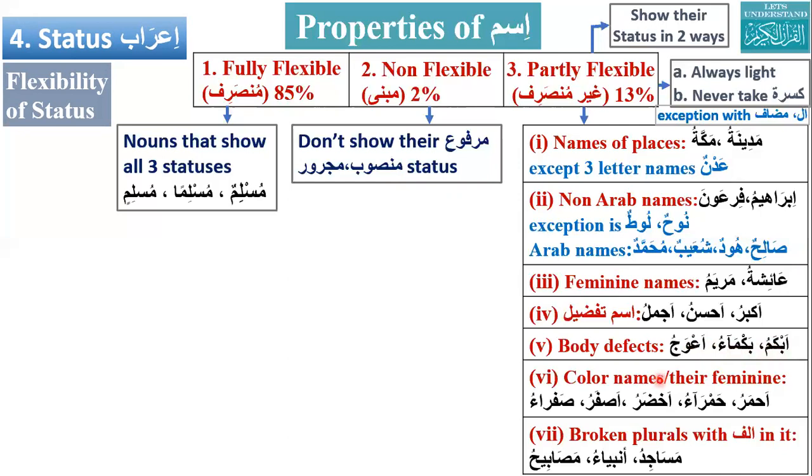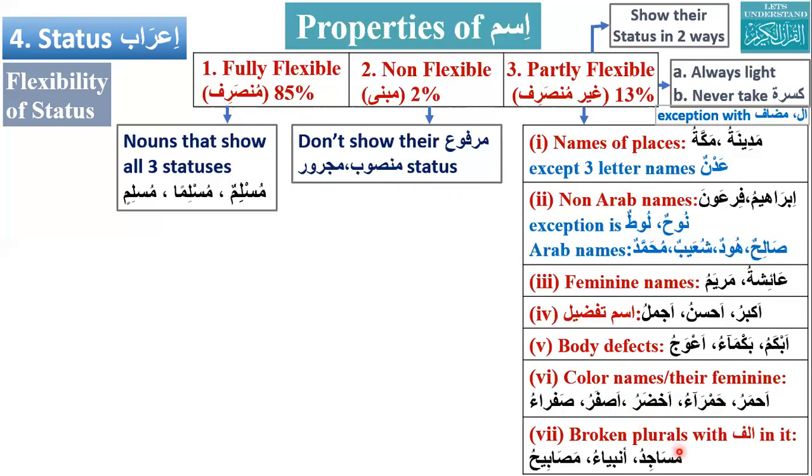Similarly, names of the colors and their feminines are also partly flexible, like ahmaru. It cannot be ahmarun. Its feminine is hamrao. Ahmar is red. Hamrao is feminine. Akhdar is green. Khadrao is its feminine. Asfar is yellow. And safrao is feminine. So all these colors and their feminines are partly flexible. It cannot be safraun, asfarun. So that is the reason that these are partly flexible.